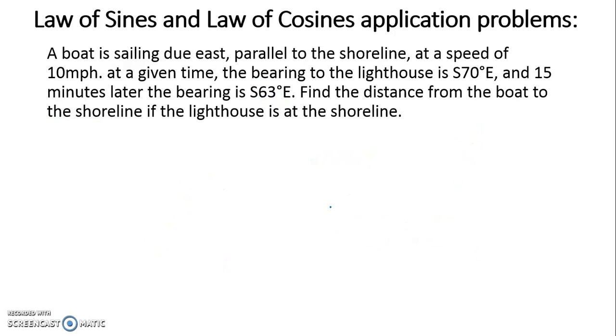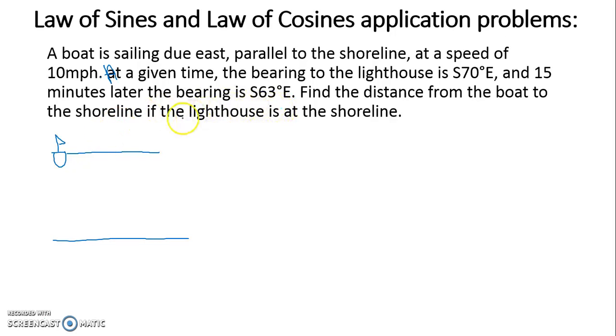One more example with these, again with the boat sailing. This time it's going due east, parallel to the shoreline, at a speed of 10 miles per hour. At a given time, the bearing to the lighthouse is south 70 degrees east. So just real quick, my lighthouse would have to be on the shore. So from the boat to the lighthouse is going south. So my boat's going to be up here. My lighthouse is down here. My shore is. So boat is sailing due east at a speed of 10 miles per hour.